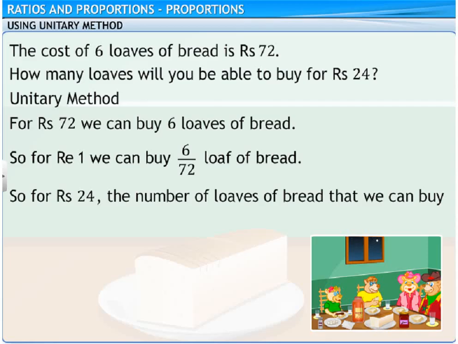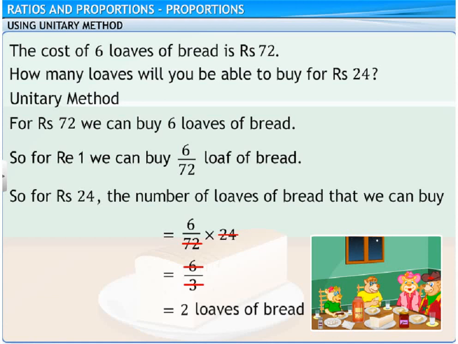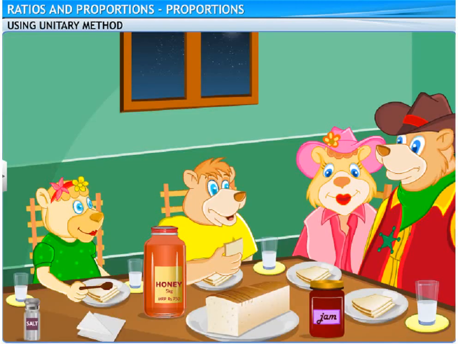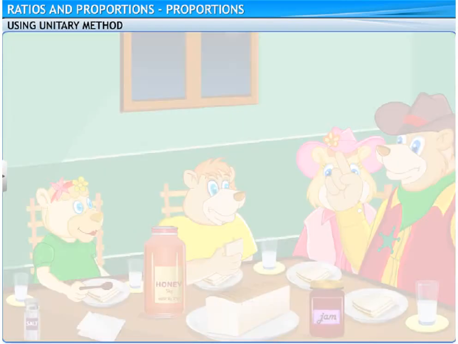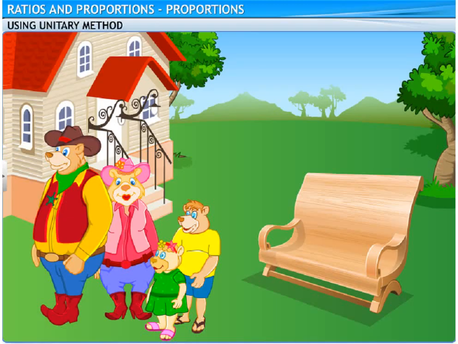So for 24 rupees, the number of loaves we can buy is equal to 6 upon 72 multiplied by 24. On simplifying further, we find that the answer is 2 loaves. So, for 24 rupees, we'll be able to buy 2 loaves of bread. Very good, Tammy. Come, let's go out and have some ice cream. We'll also buy honey for Shelley's friends on the way to the ice cream parlor.